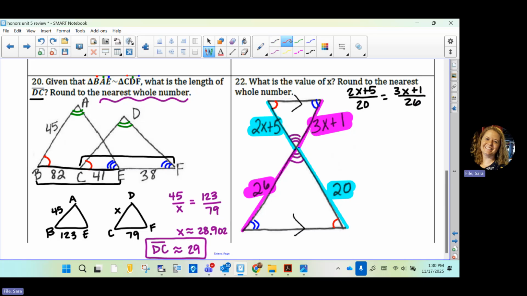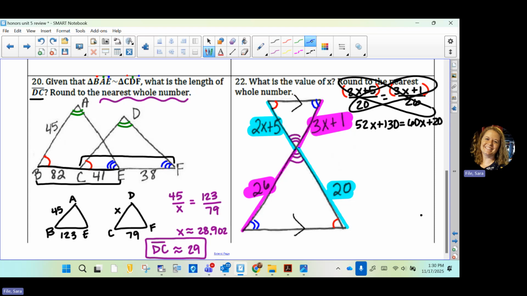And because we have expressions, pay attention, make sure you visualize or put those parentheses in there so that when you cross multiply, you distribute. So that 26 has to get distributed. So 26 times 2x is 52x, and 26 times 5 is 130. And then this 20 has to get distributed. So 20 times 3x is 60x, and 20 times 1 is 20.